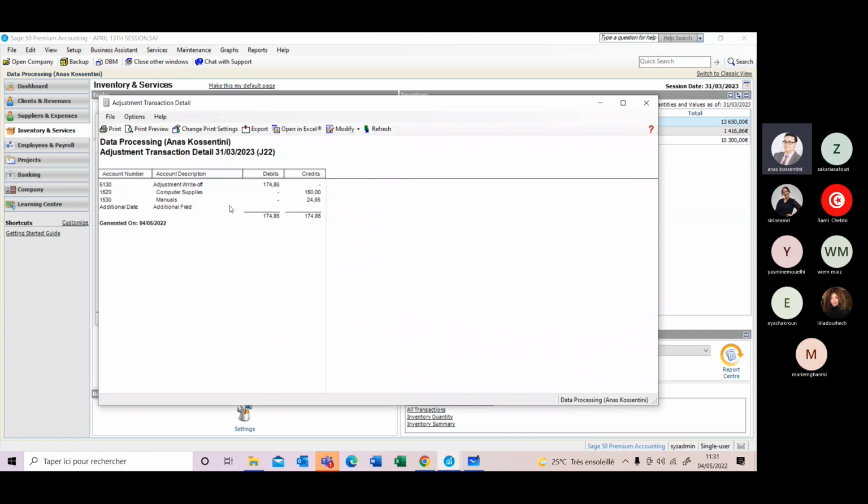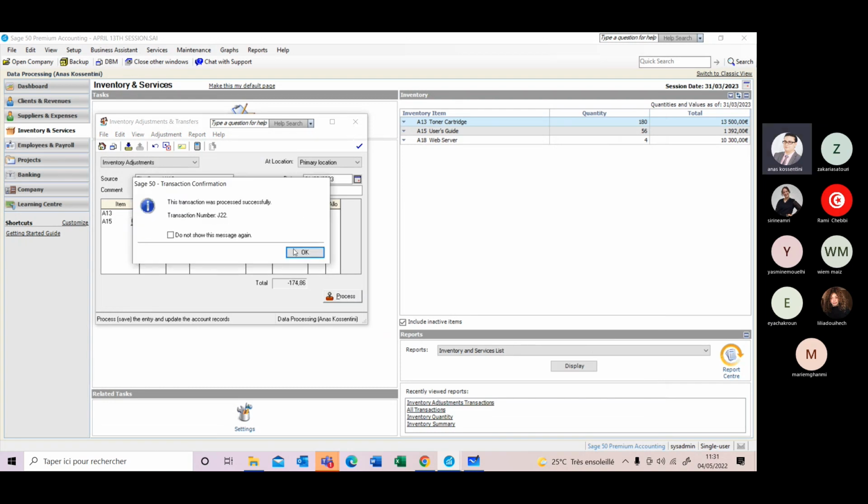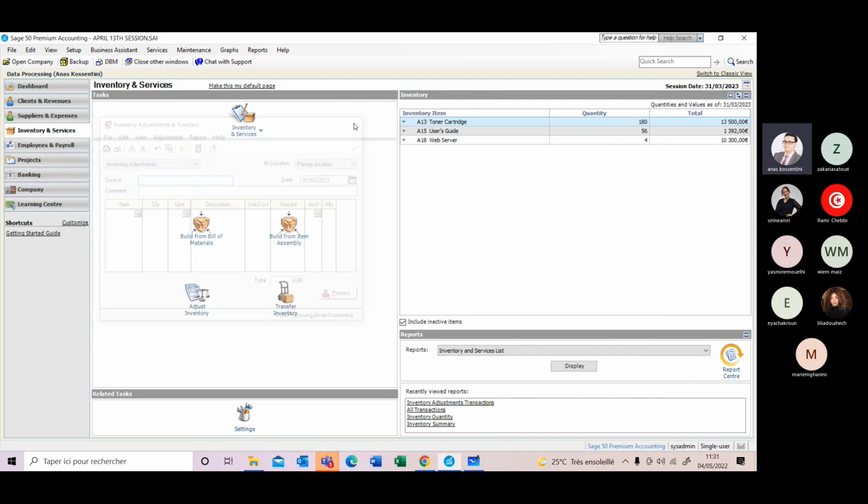So what happened? Adjustment write-off is debited for 2 accounts. We see that computer supplies, we're missing 150, and 1 unit cost is 24.86. And if I validate, I click on process. Okay. Excellent. I'll get back to this.